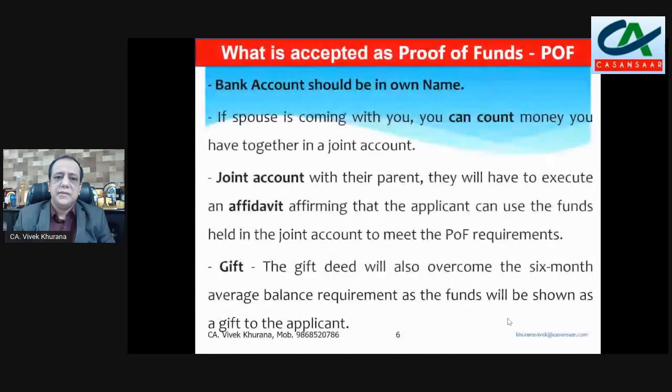And then next is bank balance. This bank account should be in your own name, not with anyone else. It should be in your own name. And if your spouse is coming with you, then you can show the joint account. If you have the joint account with your spouse, then you can show it as proof of fund. But if your spouse is not coming with you, then you cannot count the joint account for yourself.